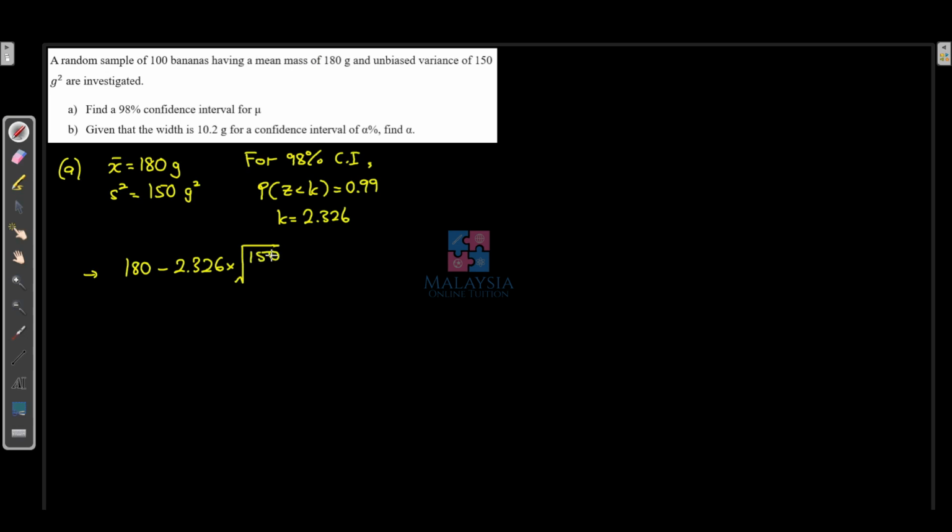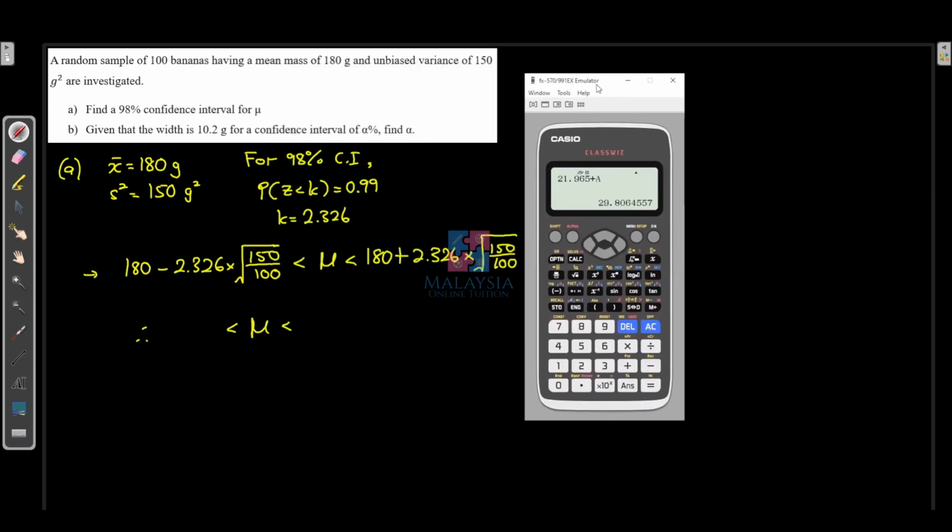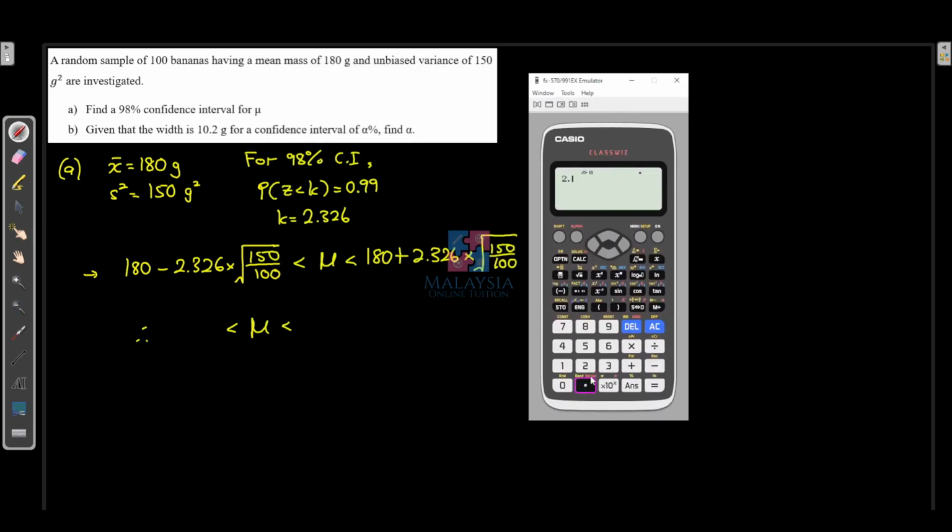So 150 over our n is 100. Less than the population mean, and less than 180 plus 2.326 times square root of 150 over 100. So for the final answer for the 98% confidence interval, we find the bit first. 2.326 times square root of 150 divided by 100, that is 1.5, so times square root 1.5.